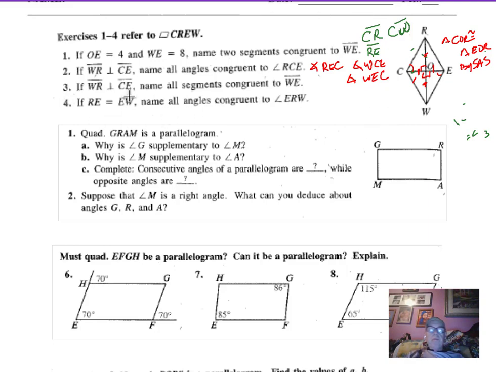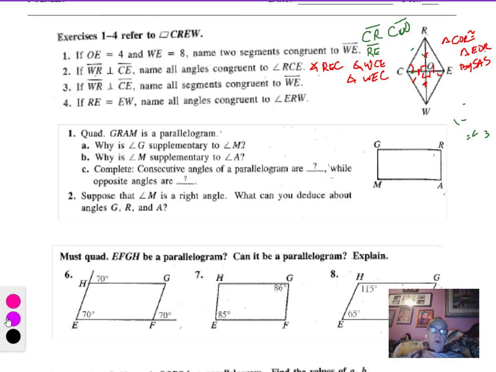Okay, number 3. If WR is perpendicular to CE again, name all segments congruent to WE. Now, W is this side. We saw in number 2 that all of these are congruent triangles, so all of these sides are also congruent. This is what we would really call a rhombus in a day or so when we have another lesson and learn a couple of new definitions.